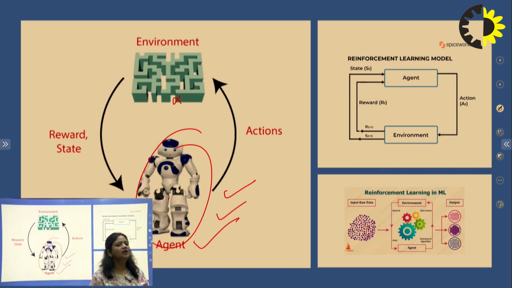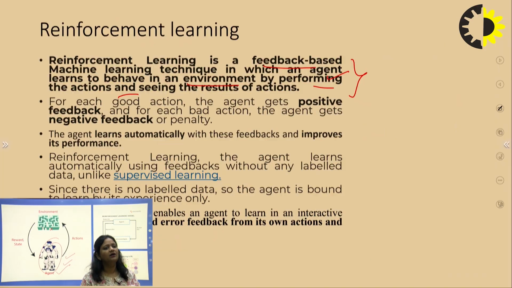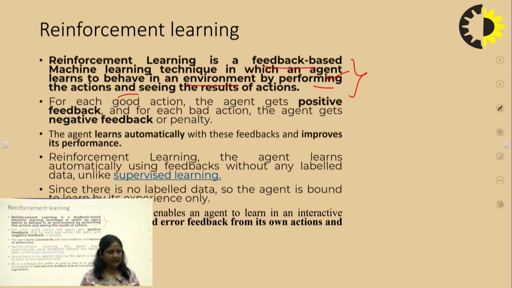In summary, reinforcement learning is a feedback-based learning technique in which an agent learns to behave in an environment by performing some action and by seeing the result of that particular action. For each good action, the agent will get positive feedback, and for each bad action, the agent will get negative feedback, or we can say a penalty.